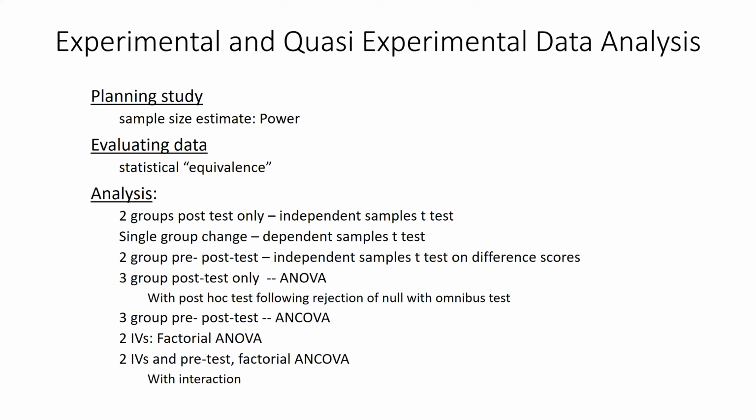In this material, we're going to cover the three-group post-test only design with a basic one-way ANOVA. We're going to look at the post hoc test following rejection of the null using the omnibus test. We're going to look at the three-group design when you have a pre and a post test using ANOVA, when you have two independent variables, which is a factorial analysis of variance, and when you have two independent variables and a pre-test, which is the factorial ANOVA with a covariate.